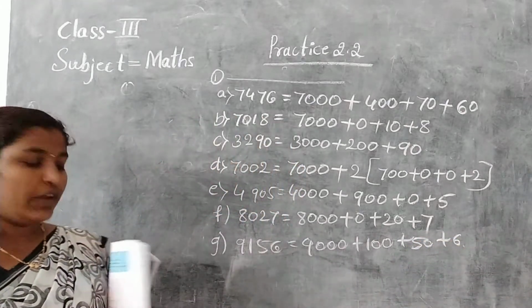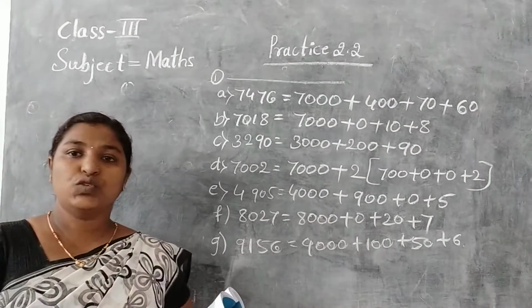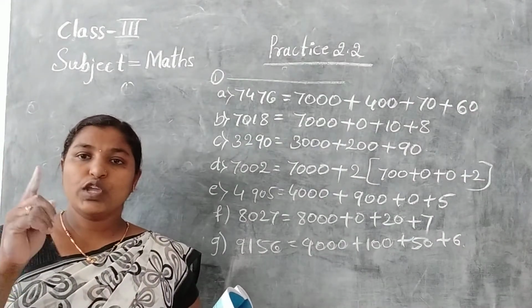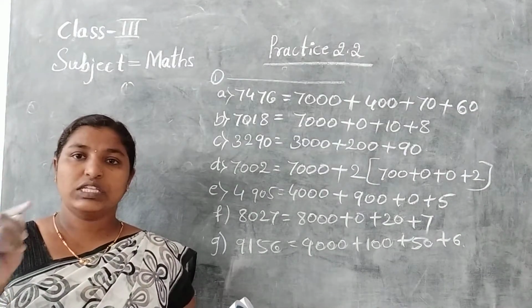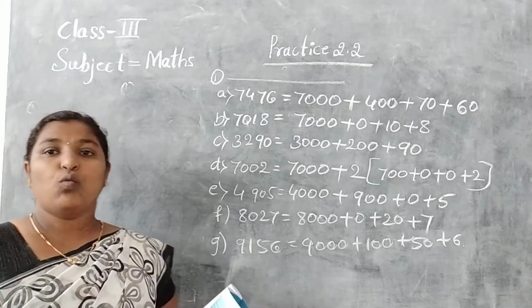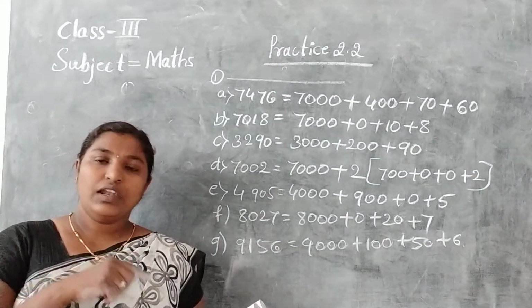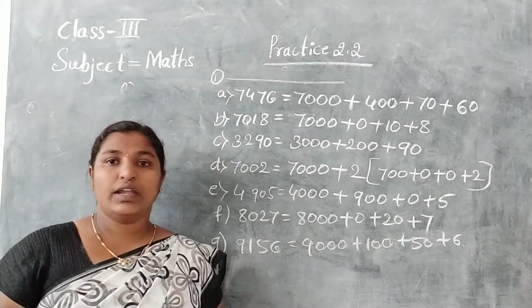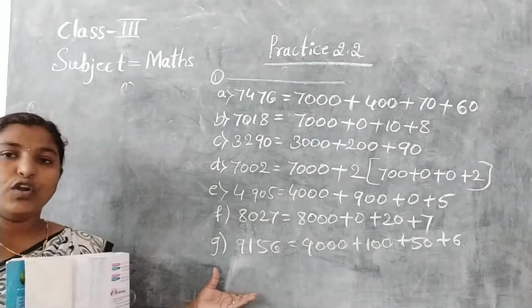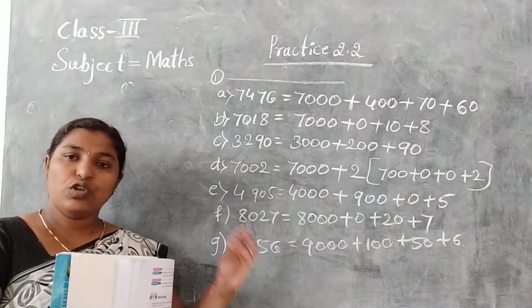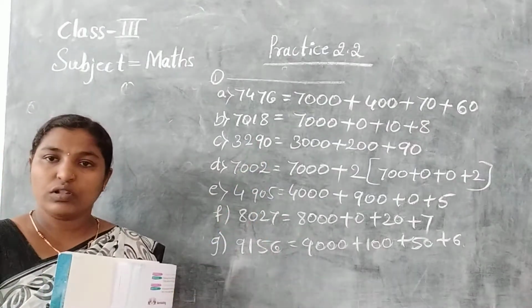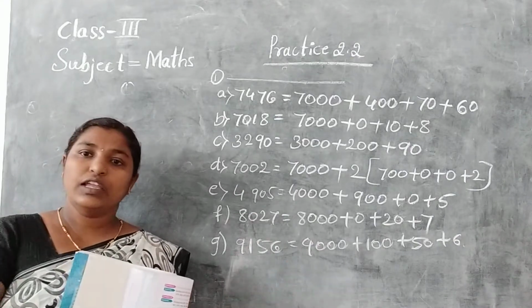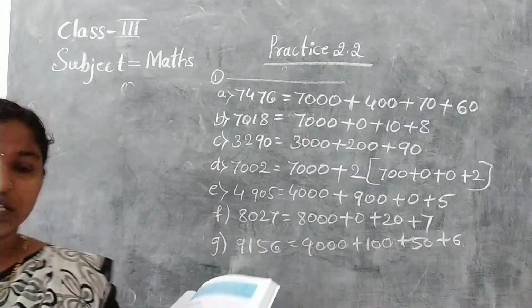So you have to write these. You don't have place to write in your textbook, so in your fair notebook you have to write. First complete 2.1 in your fair notebook, then write the practice 2.2 heading and go on writing. If you want, pause the video, write all these things, complete them, and then play the video and write the next things.